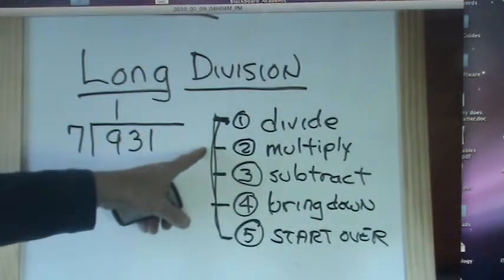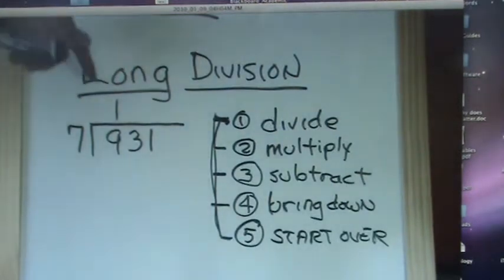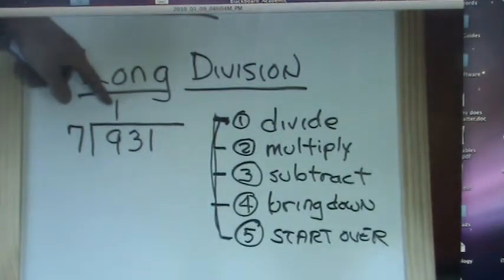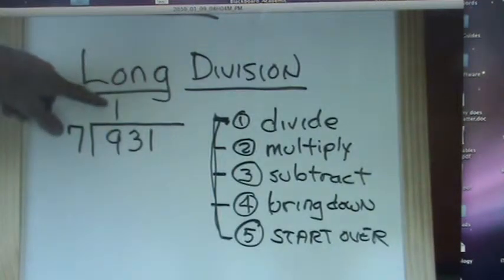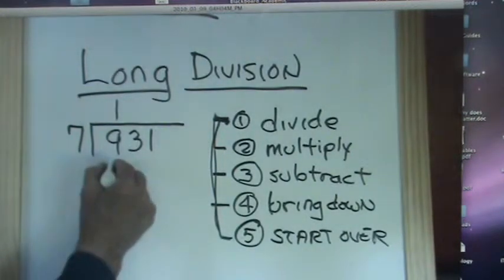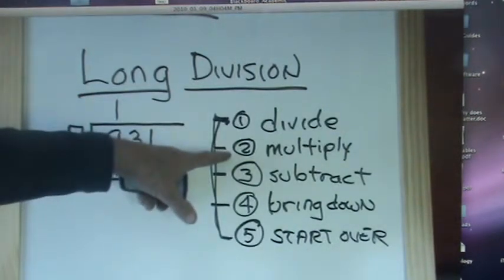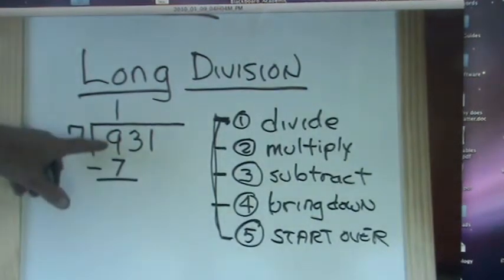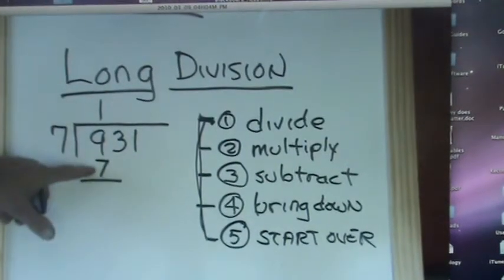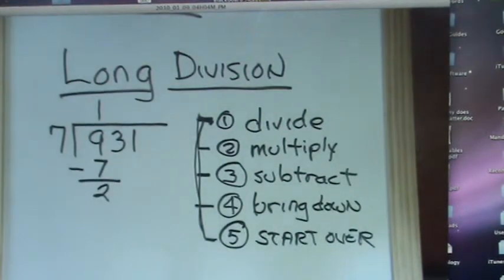Next step, multiply. Multiply what times what? Well, we multiply the last number we put up here by the divisor. 1 times 7 is 7. So we've completed our multiplication. Now we subtract. 9, take away 7, gives me 2.